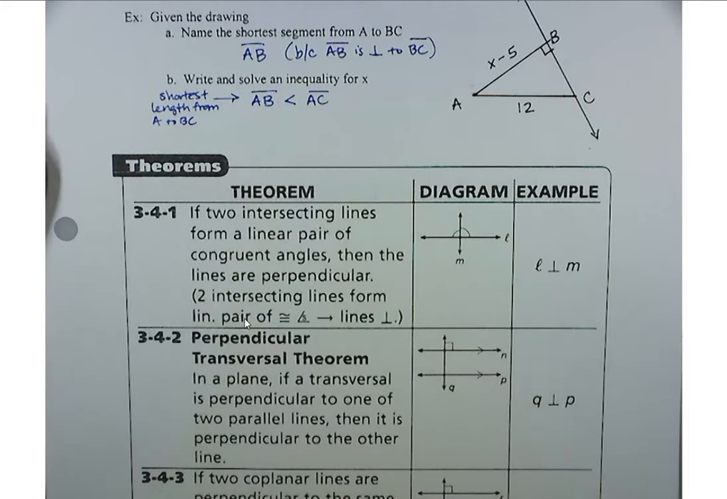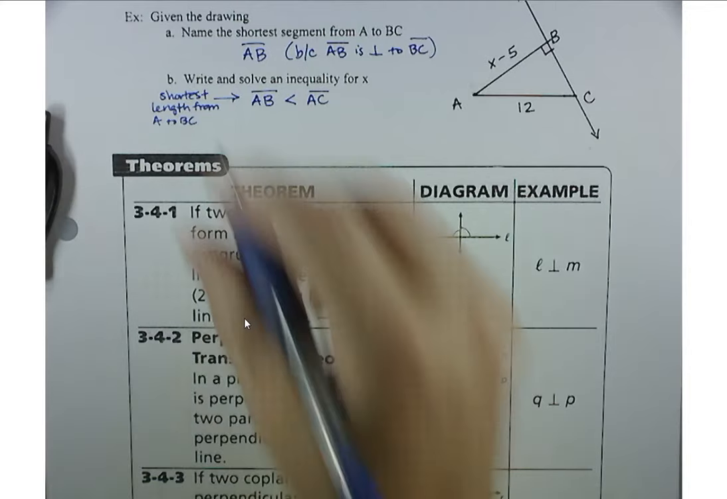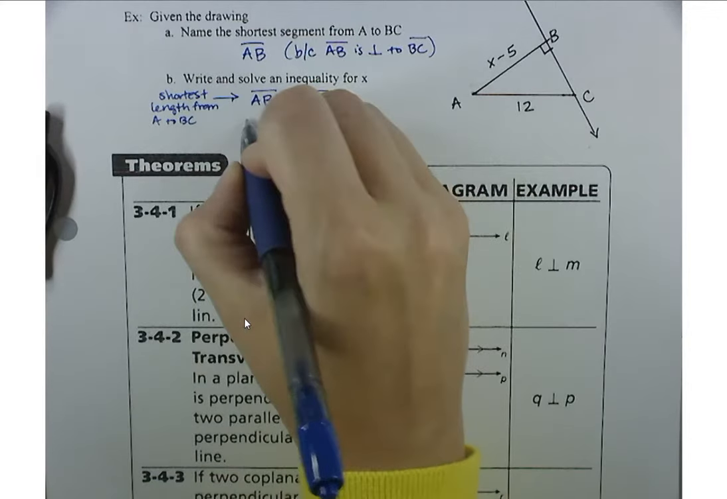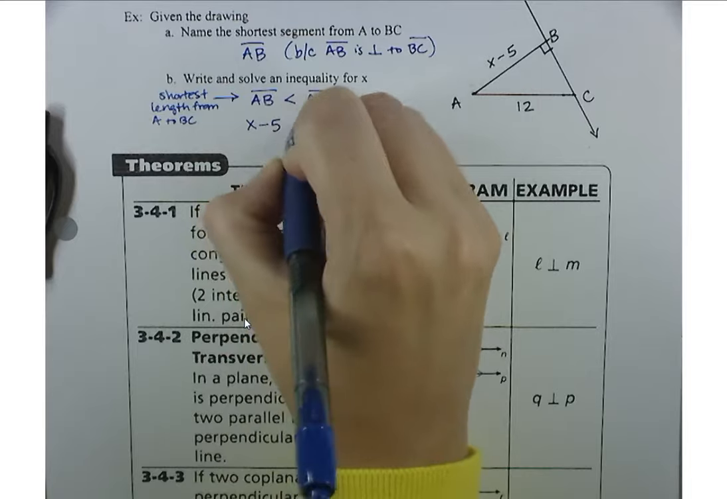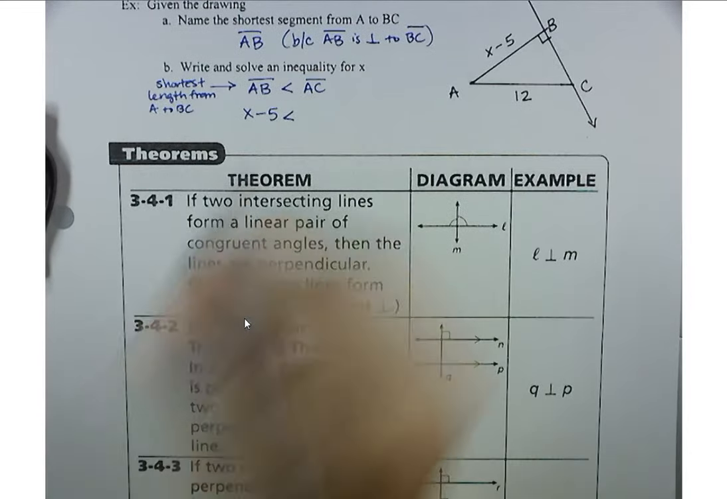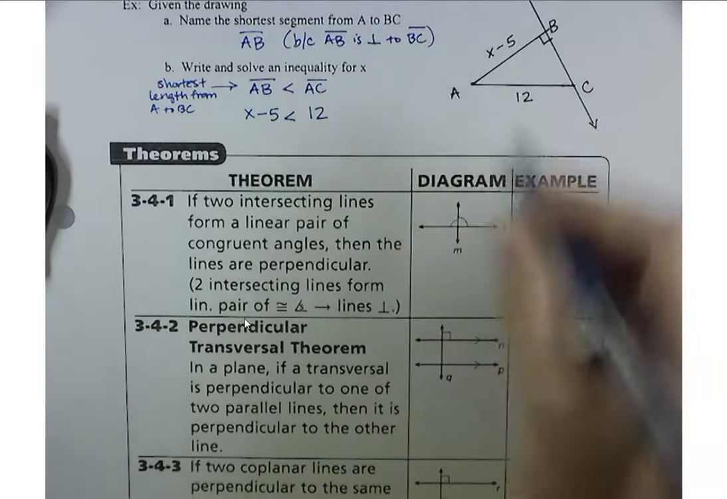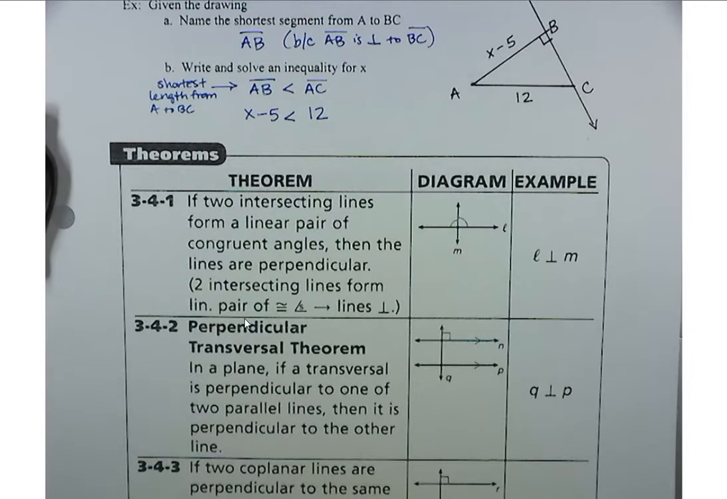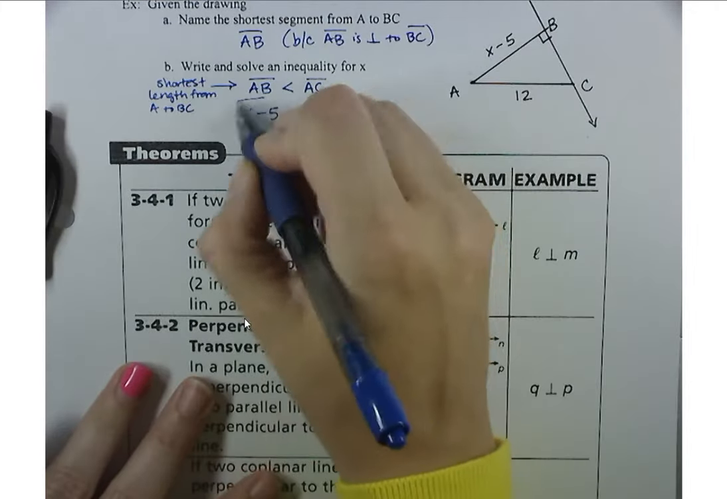All right, so then let's plug in what we know. So AB, Matthew, what's the expression that we gave to AB? X minus 5. Okay, good. So we're going to have x minus 5 is less than what? 12. Okay, so AB is x minus 5, AC is going to be 12, so x minus 5 is less than 12. It says write an inequality, so this is going to be your inequality.